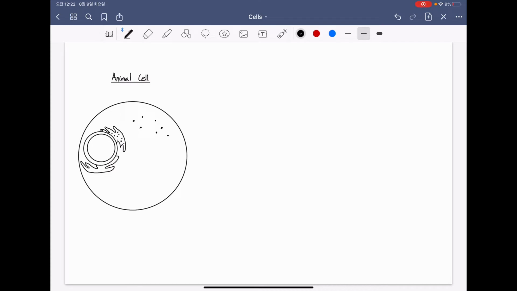Another essential feature of an animal cell is the mitochondria, which produces the ATP for the cell. We will draw mitochondria like this.